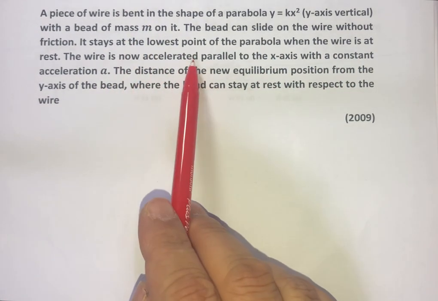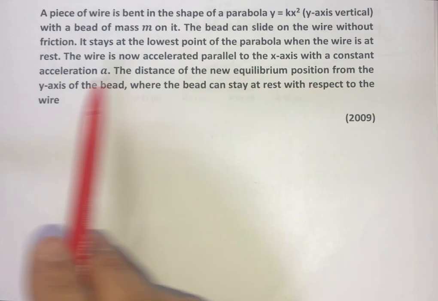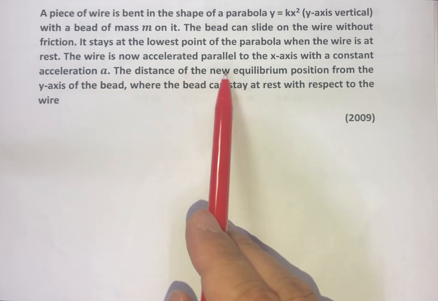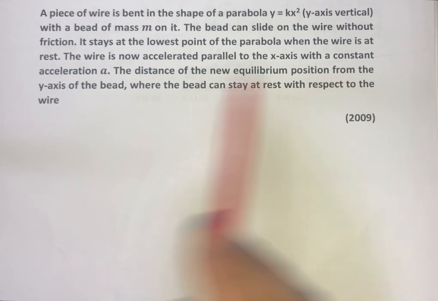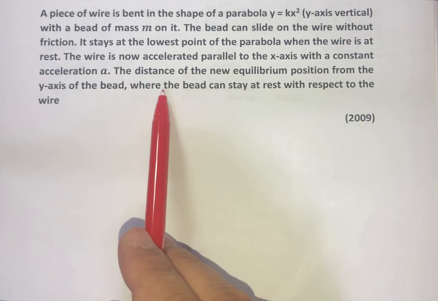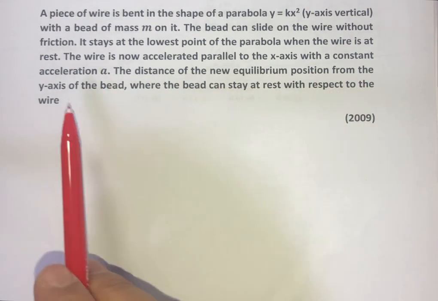The wire is now accelerated parallel to the x-axis with a constant acceleration a. Find the distance of the new equilibrium position from the y-axis of the bead, where the bead can stay at rest with respect to the wire.